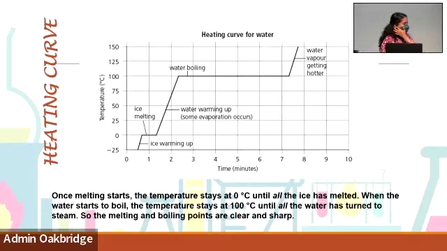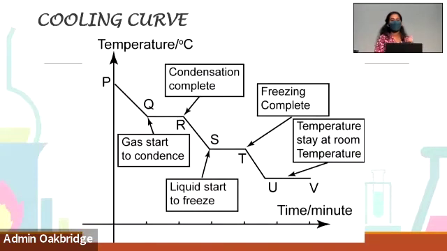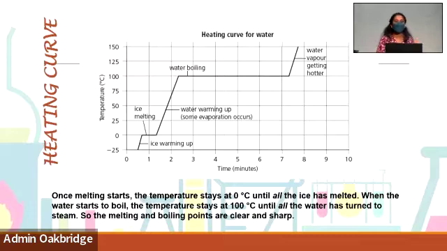Okay, heating curve. Heating curve and we have cooling curve. Heating curve and cooling curve will tell us how a state of matter is changing from one state to another state, and from one state to another state in a reversible way. So we have forward and backward way. Understand? So heating curve. Once melting starts, the temperature stays.